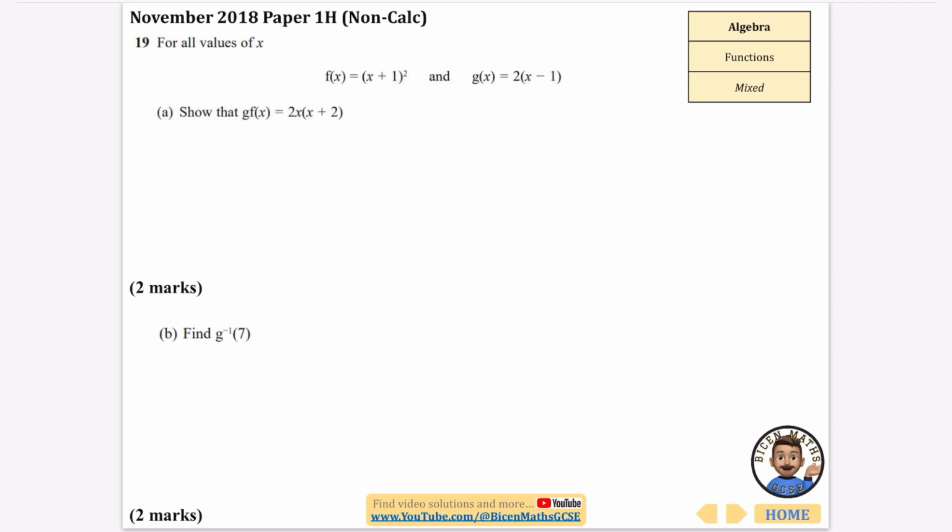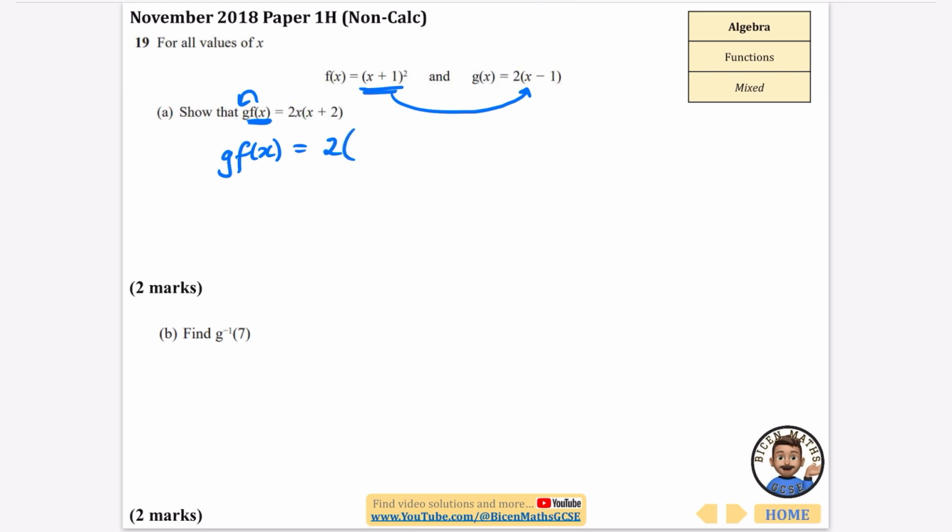So here we've got two different functions. We've got f of x and g of x, and we're going to show that g of f of x is this thing. So this means take f of x and put that inside the g function. It kind of goes backwards to how you'd expect. So we're going to take this and substitute it where that x is there.